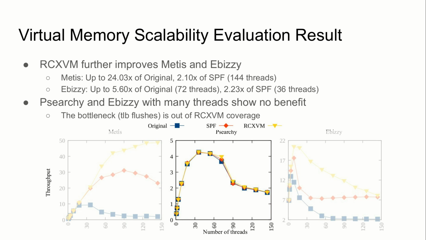In the case of P-search and EBG, there was no benefit. This is due to the fact that the bottleneck here is the TLB flush, which is not covered by RCX-VM.